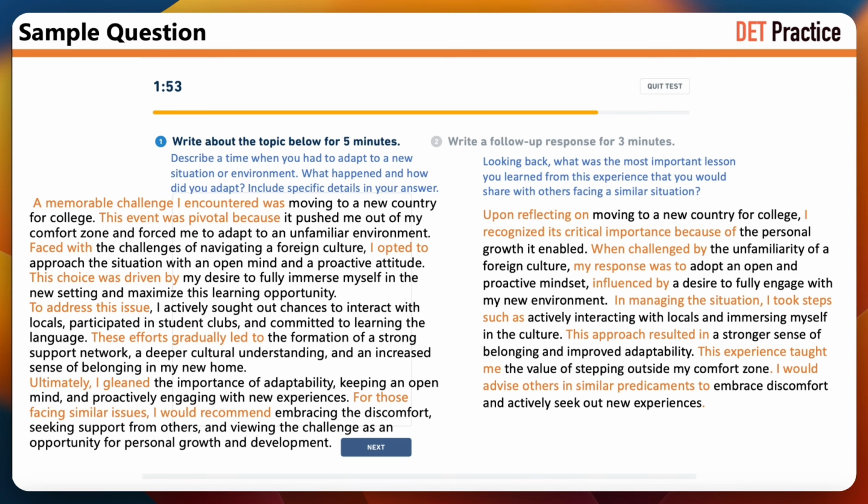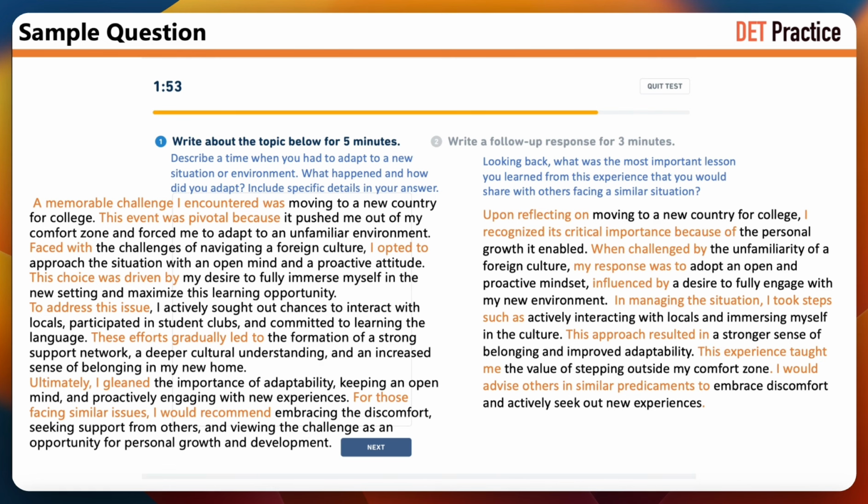Let's break down each answer. Main response, using Template 1. The answer begins with "a memorable challenge I encountered was moving to a new country for college," immediately setting the scene. It then explains why this was pivotal, using advanced phrasing. The specific actions are introduced with "faced with the challenges of navigating a foreign culture, I opted to approach the situation with an open mind and a proactive attitude."